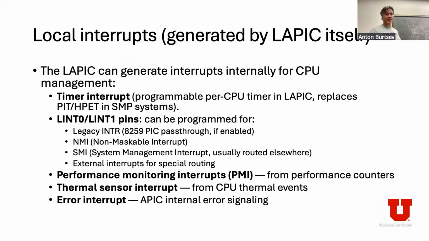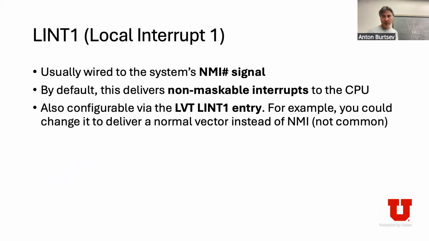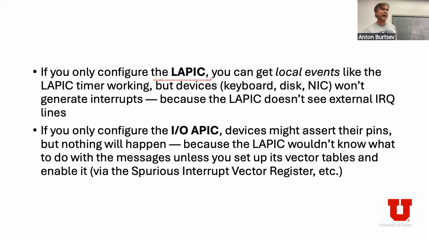Local events, right? By the way, you can configure, let me find a slide, you can simply configure the LAPIC and you'll get the local events. Performance counters, timer, everything will be working. But anything from devices like keyboard, disk, network interfaces will not be delivered, because there is no way for the IO APIC to reach the CPU. Or vice versa, you can configure the IO APIC and devices will be able to raise interrupts, assert the pins, but nothing will happen, because in order to reach the CPU, the IO APIC first goes to the LAPIC, the LAPIC goes to the CPU, and then it triggers INT 32 or something like that. So you have to configure both.